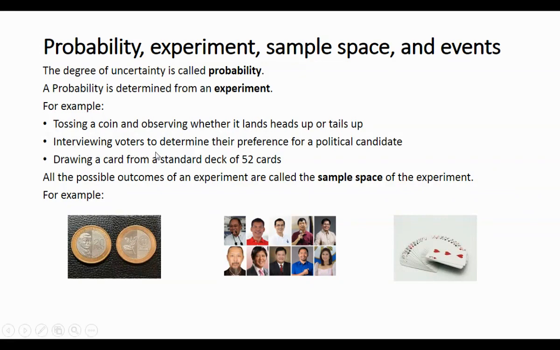Another example is interviewing voters to determine the preference of political candidates. As you can see in the pictures here, in the previous presidential elections, we already have the president, which is Bongbong Marcos. The probability of Bongbong Marcos winning is 1 out of 10. That is just a simple probability example.